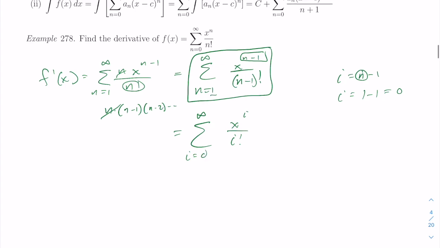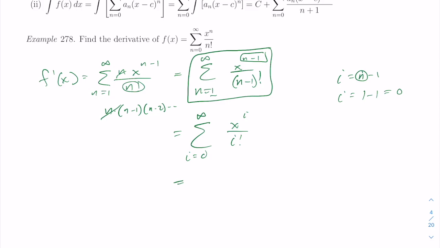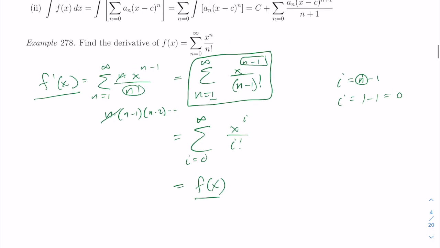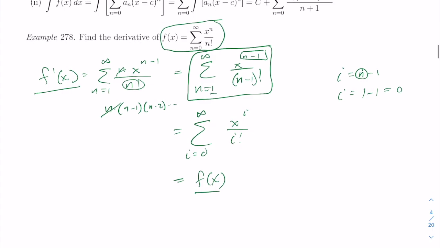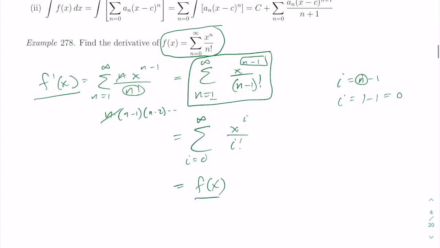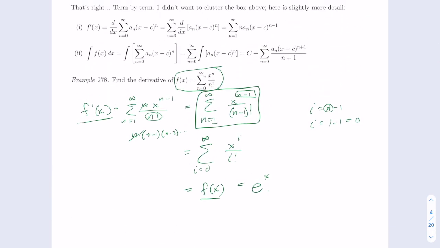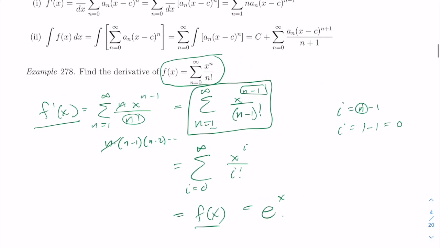Now, with that index shift, I can actually see that I get back to f again with just a different variable. So in this case, I found the derivative, and it turns out to be f of x again. And as we possibly remember, that is the Maclaurin series for e to the x. All right? The next ones are going to be a bit more of this, but I think this is a good place to take a pause, and I will see you in the next one.